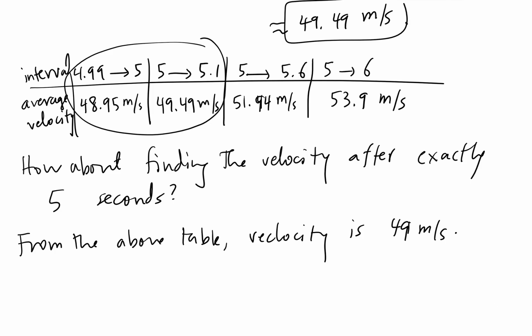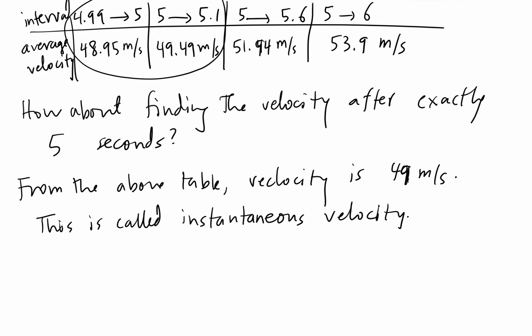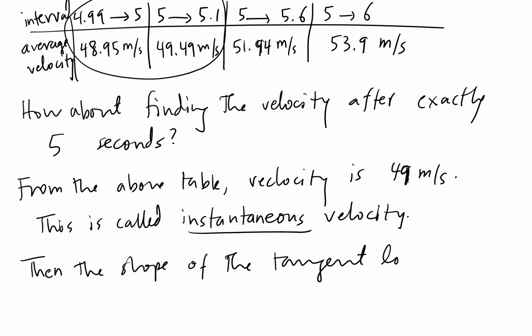And since it was exactly at that time, 5 seconds, we say this is called instantaneous velocity. The first one was average velocity. This is instantaneous velocity. And we can conclude the following: the slope of the tangent line is the instantaneous velocity.